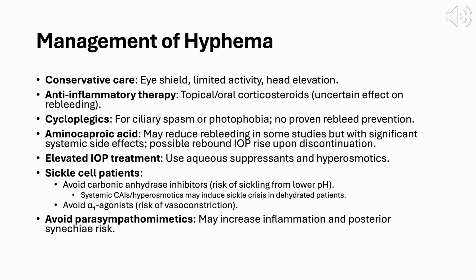For sickle cell patients, special precautions are necessary. Carbonic anhydrase inhibitors should be avoided due to the risk of sickling from lower pH. Systemic carbonic anhydrase inhibitors and hyperosmotics can precipitate crisis in dehydrated patients, and alpha-1 agonists carry a risk of vasoconstriction. Finally, parasympathomimetics should be avoided as they may worsen inflammation and increase the risk of posterior synechiae formation.